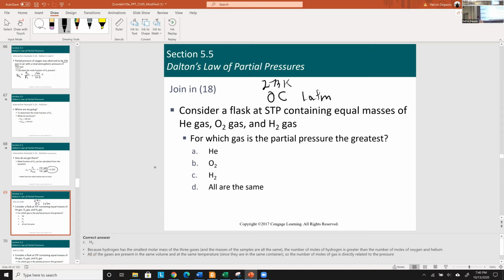All right, so consider a flask at STP containing equal masses of helium, oxygen, and hydrogen. So which of the gases will have the greatest partial pressure? So it has all of them in there. So which one will have the highest partial pressure? We have two answers online, D and A. Well, I'll tell you, D and A are not correct, and that's correct, Harrison. You have hydrogen, is that what you said? Yes, so hydrogen is the correct answer, and I'll explain why.